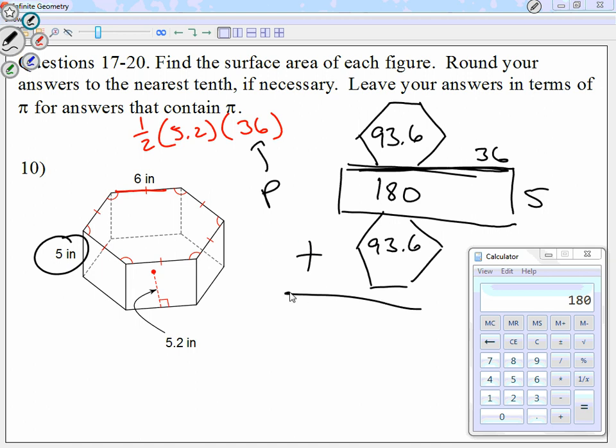So now, for me to know the area of everything, I'm going to go 180 plus 93.6 plus 93.6, and it is 367.2.